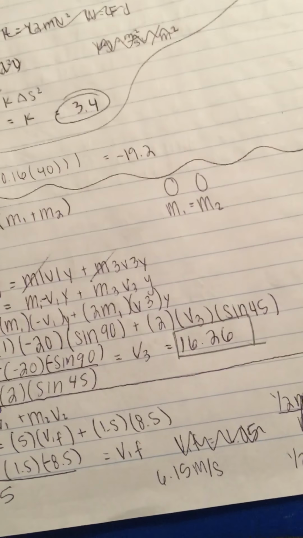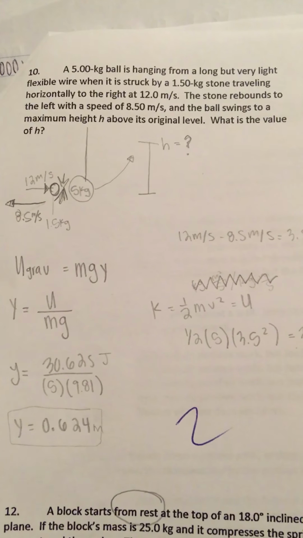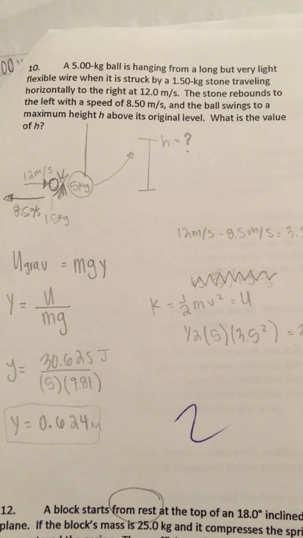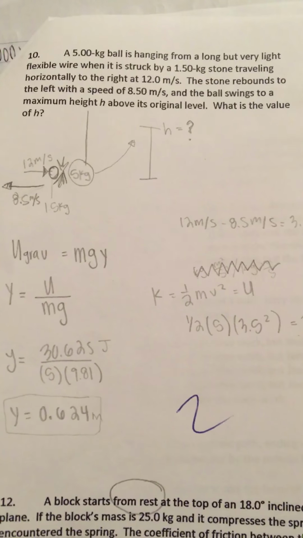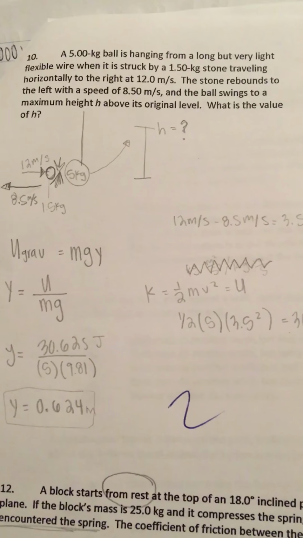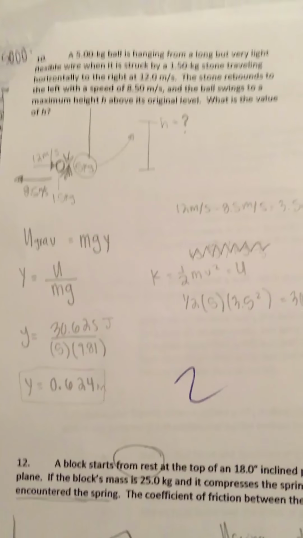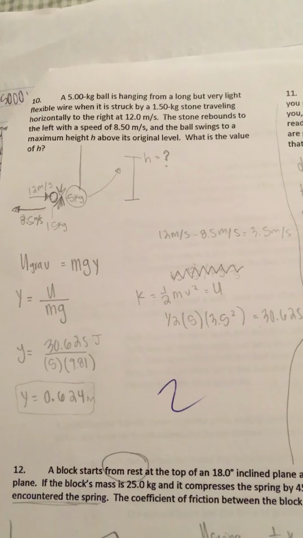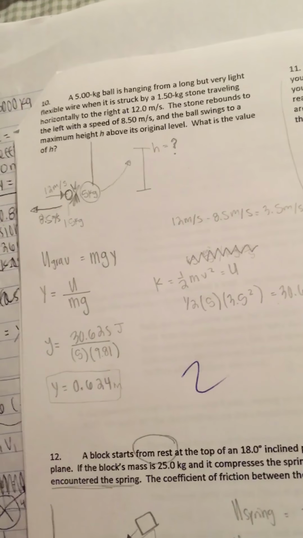Alright, and then the next problem we're going over is problem number 10. This one is about a 5 kilogram ball hanging from a string that is struck by a stone. We're pretty much just going to find out what is the maximum height that the ball reaches. And so this is what I did. I kind of had the right idea, kind of didn't, just like every other problem. Plugged in what I knew to lots of different things.